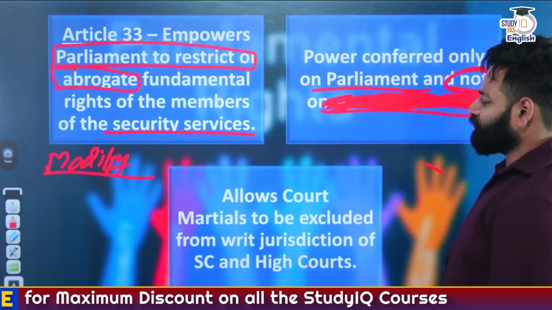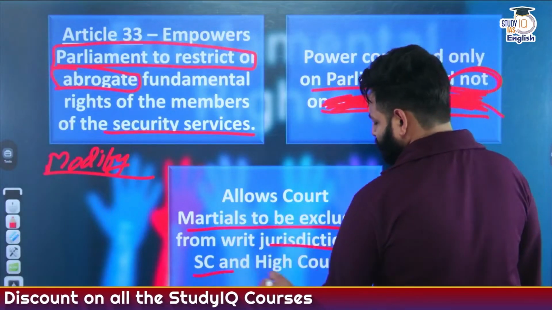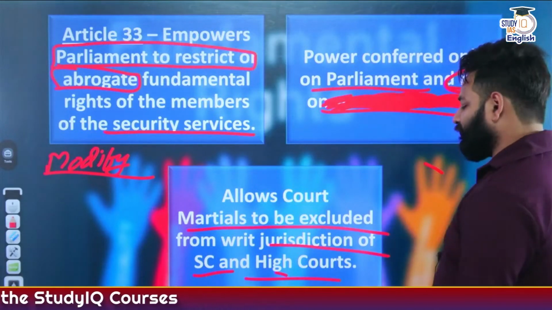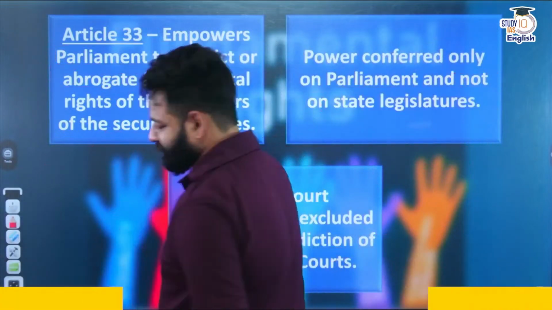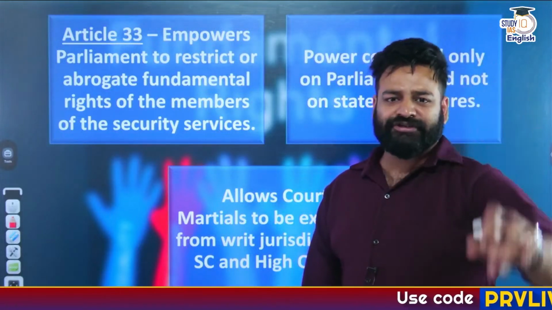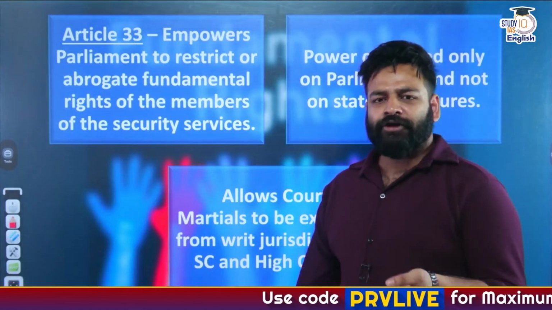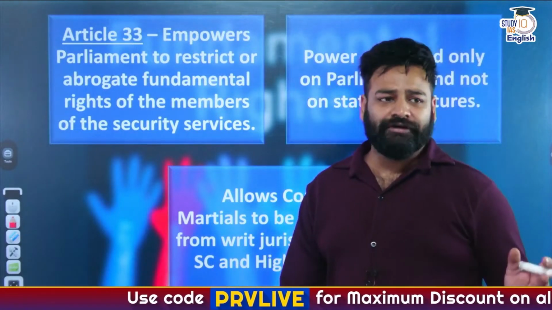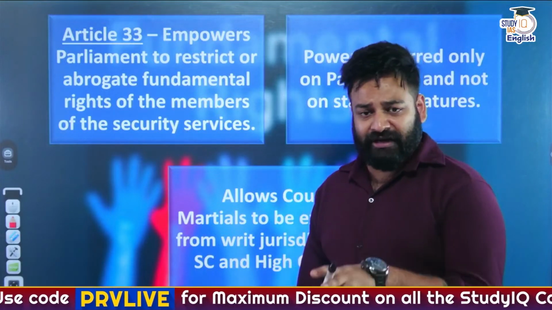Okay, so it allows the court martials to be excluded from the writ jurisdiction of the Supreme Court and the High Courts. So the Supreme Court and the High Courts cannot issue writs for the sake of court martials. For some other things they can, but not when it comes to the military courts, right? So this is Article 33, the fundamental rights of all the persons in the armed forces, from army, navy, air force, to police, CISF, CRPF, BSF, whatsoever, they can be amended. The fundamental rights of the persons employed in the armed forces can be amended.